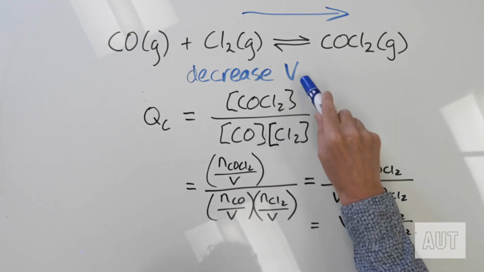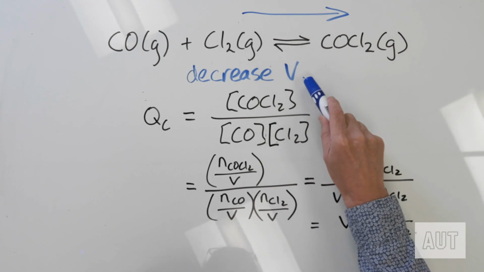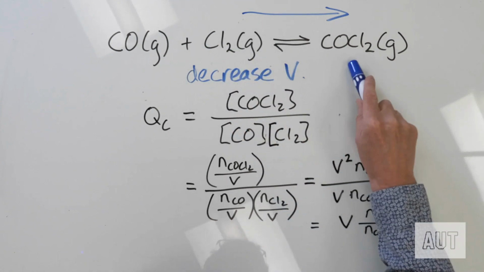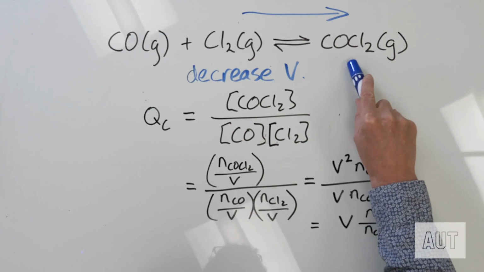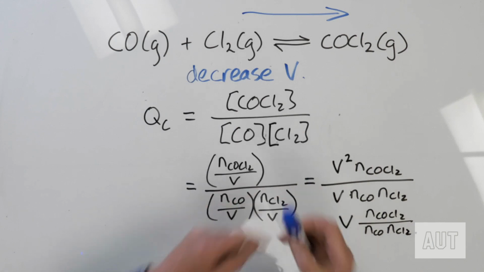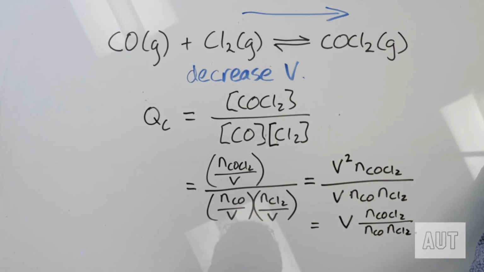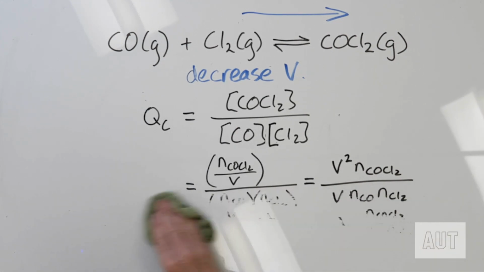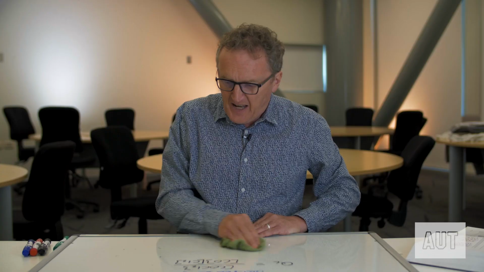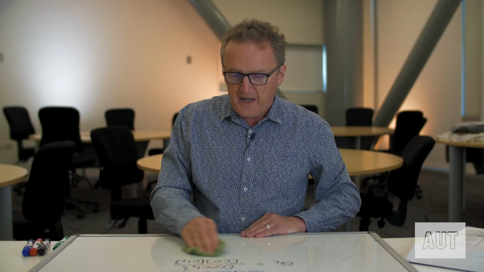Okay? So if we decrease the volume, increase the pressure by decreasing the volume, then we are going to go to this side of the equilibrium. We're going to move the equilibrium towards products. Okay, that's that one. Looks like some pretty nasty algebra there, but hopefully go through and work that out for yourselves, and hopefully you'll find that it's not as nasty as it looks.